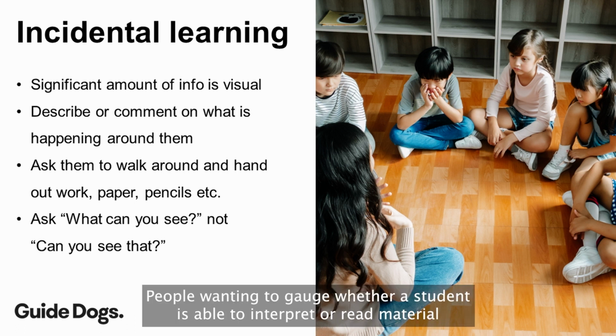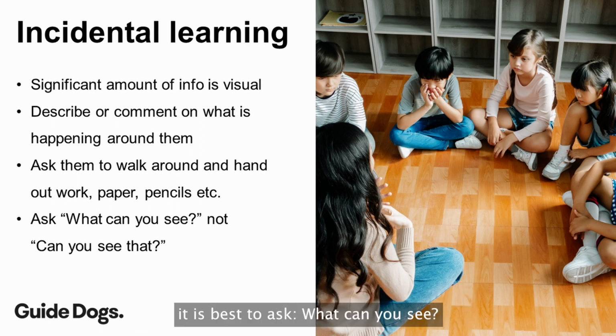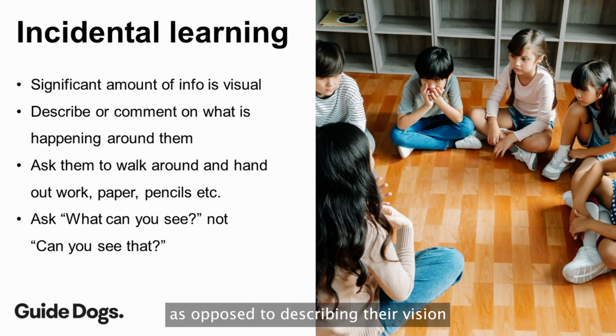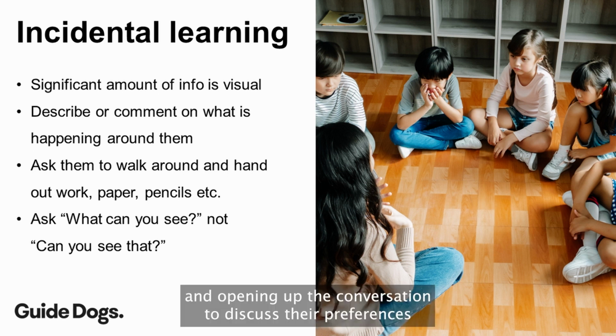If you are wanting to gauge whether a student is able to interpret or read material, it is best to ask, "What can you see?" as opposed to asking, "Can you see that?" "Can you see that?" is a closed question and often results in the student just saying yes, as opposed to describing their vision and opening up the conversation to discuss their preferences.